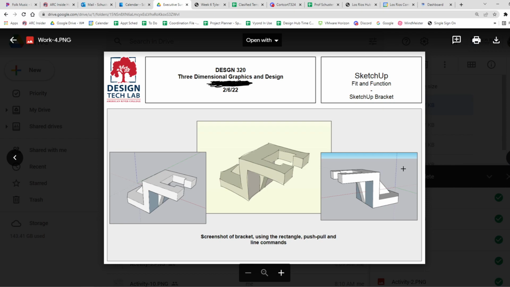This one's kind of cool too. This one's nice and simple, but it hits everything, and it shows, right? Rectangle, push pull, line, and it shows a number of different views of it. So that was nicely done.